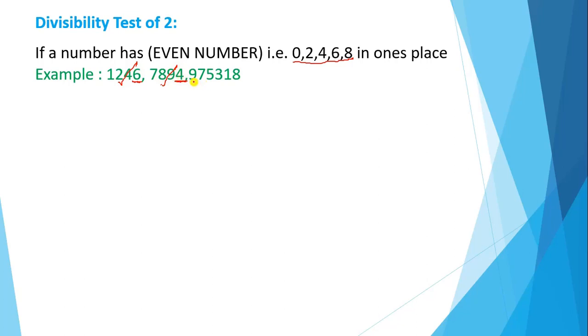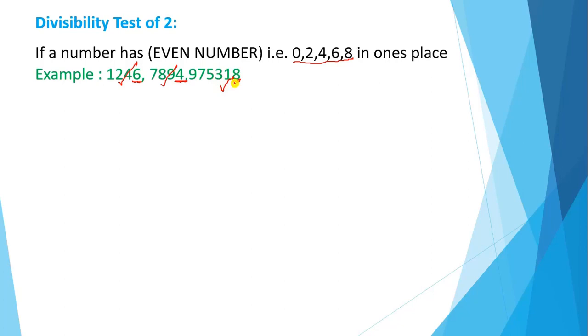Same way, if you look at this number 9,75,318, 8 is in the ones place. Because of that, again it is divisible by 2 because it is an even number. This is the divisibility test of 2.